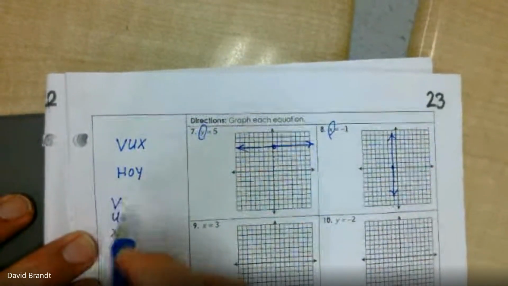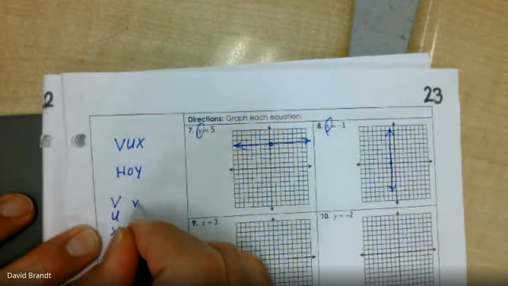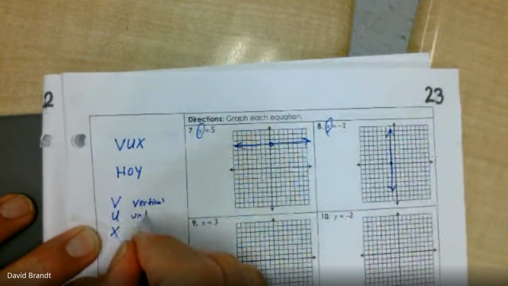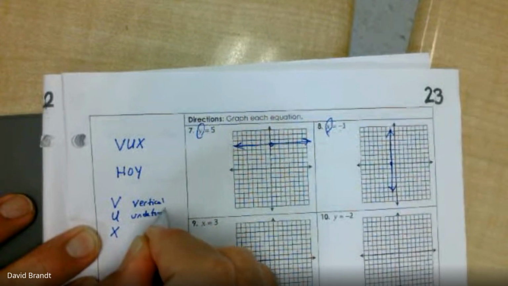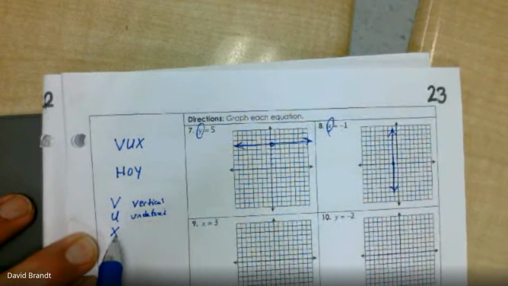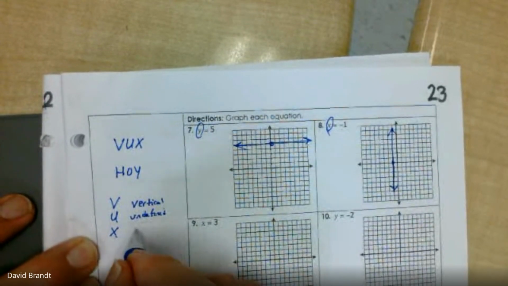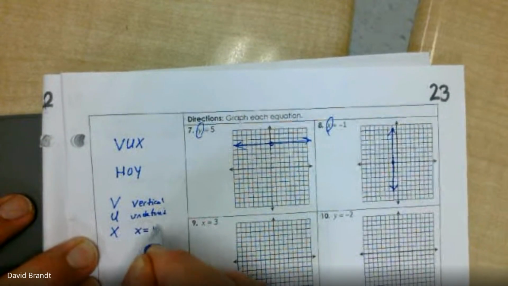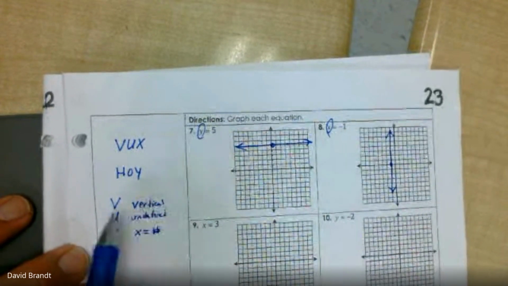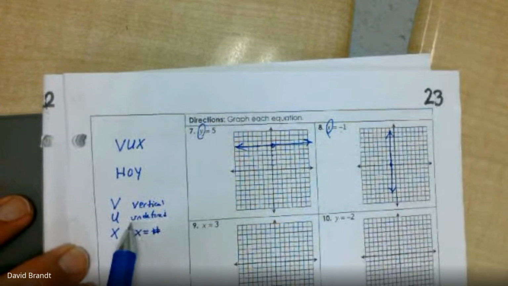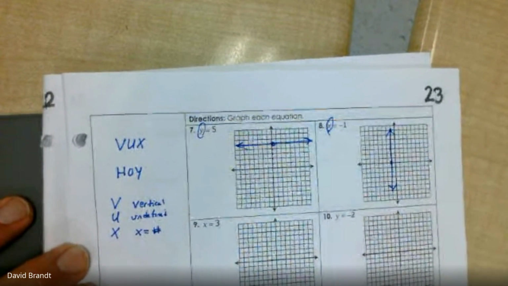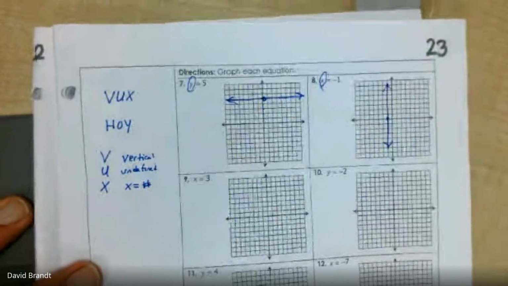All right. So V, what does V stand for? That means vertical. U means undefined. And that just reminds you that the slope of a vertical line is undefined. And X means the equation of a vertical line is just X equals a number, like X equals 3 or X equals -2. So VUX tells you that a vertical line has an undefined slope and the equation only has an X in it. So that was my friend VUX.